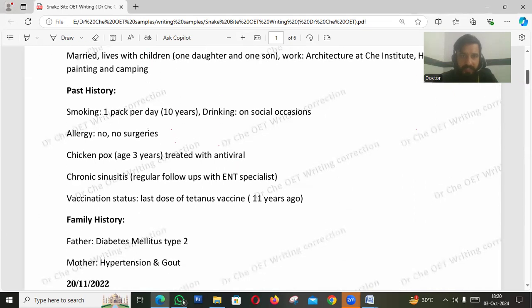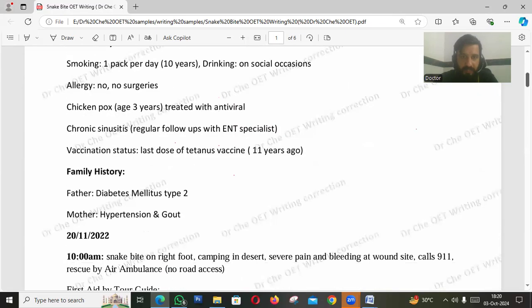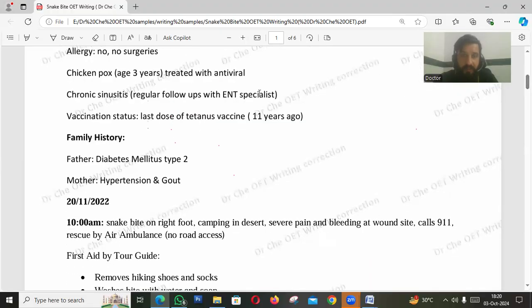In the past medical history, she smokes and drinks. Allergy: no known allergies. She had chicken pox at the age of 3 and was treated with antiviral, and she has chronic sinusitis with regular follow-ups with an ENT specialist. Her vaccination status is that her last dose of tetanus vaccine was 1 year ago. This is the tetanus vaccine history.